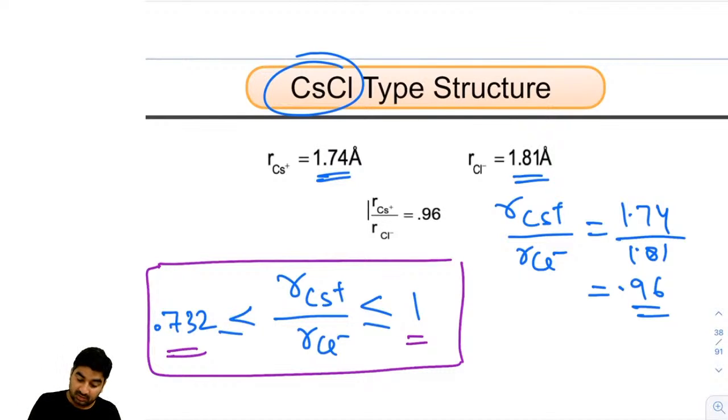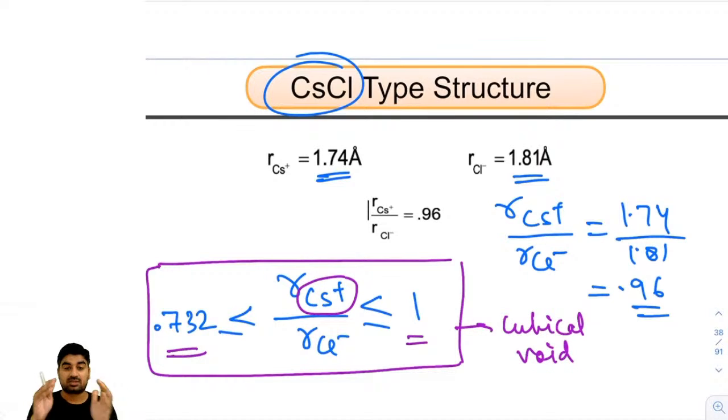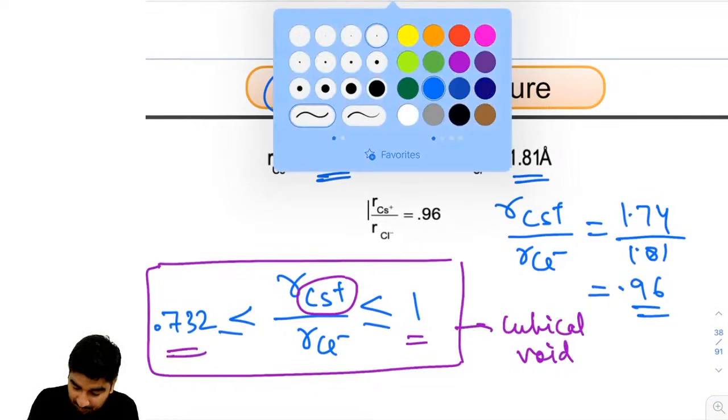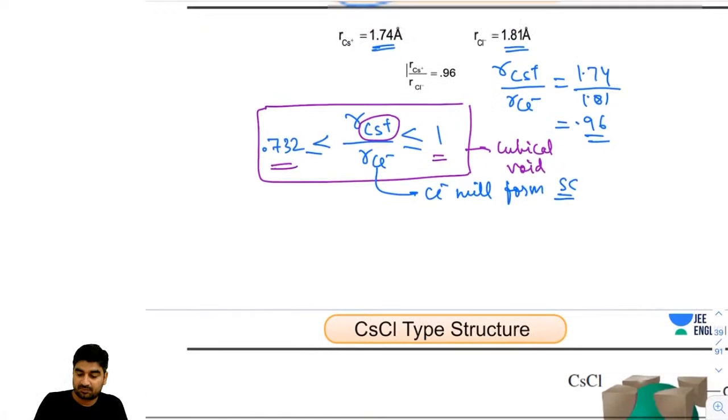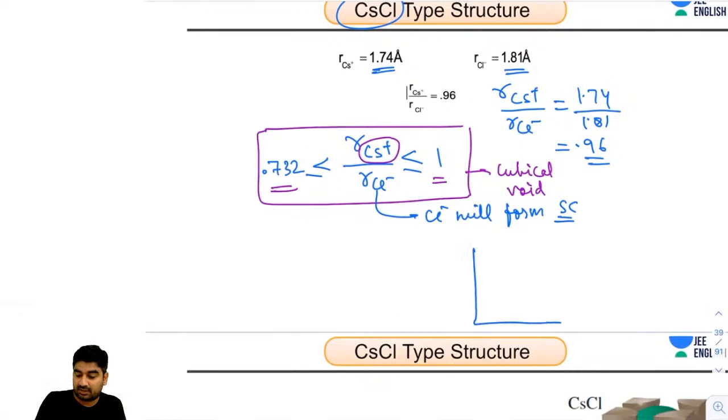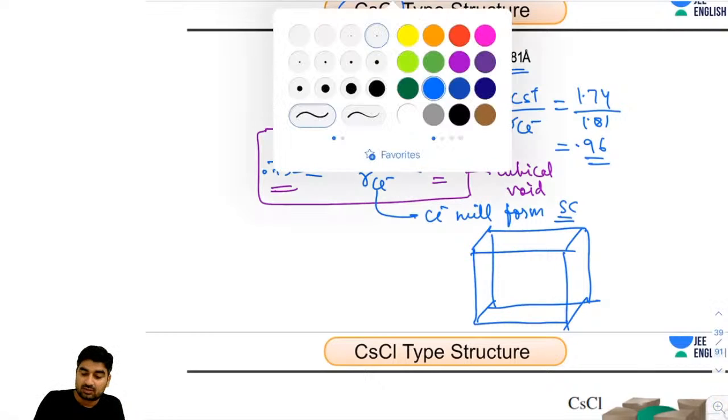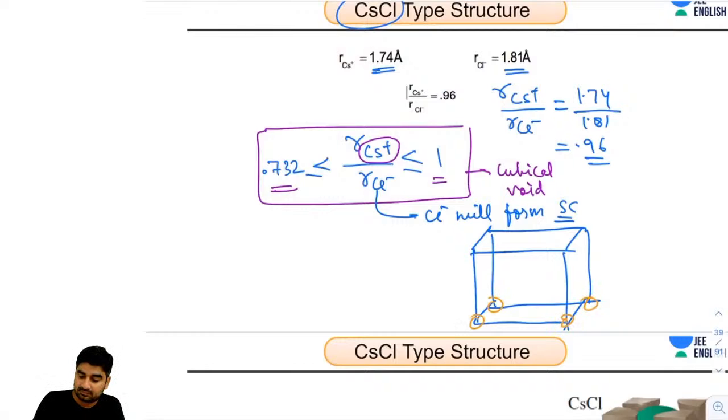Now what will happen guys? It means here the smaller ion, that is cesium, will go into the cubical void, as this ratio is for the cubical void. And the cubical void is formed in simple cubic. So I can say that chloride will form simple cubic. Where will the chloride ions be, guys? So now I'm telling you, if I'm making a cube, these are chloride. So chloride is making a simple cube.